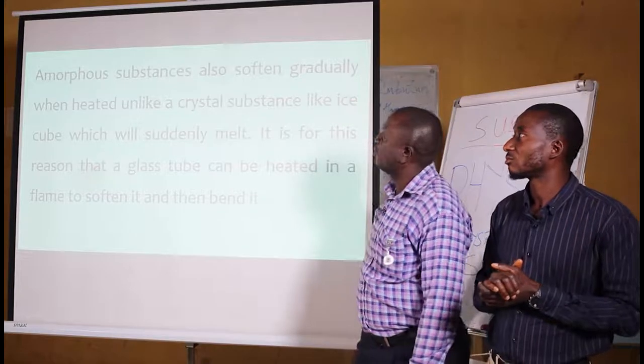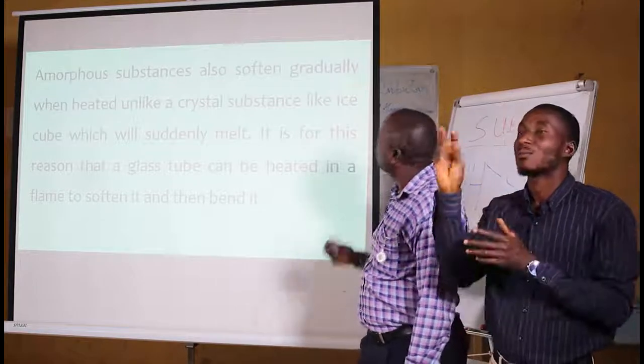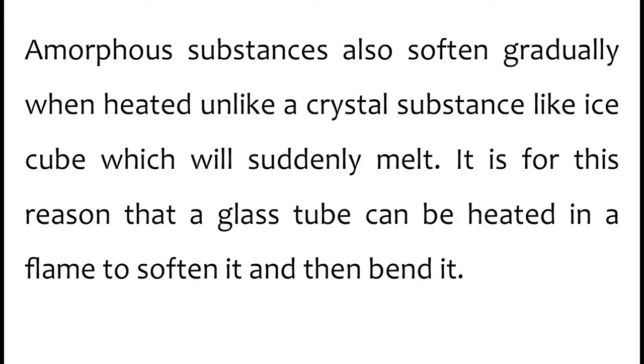Next. So we say amorphous substances also soften, they become soft gradually when they are heated, unlike a crystalline substance like an ice cube, which will suddenly melt. It is for this reason that a glass tube can be heated in a flame to make it soft, and then it can be bent.